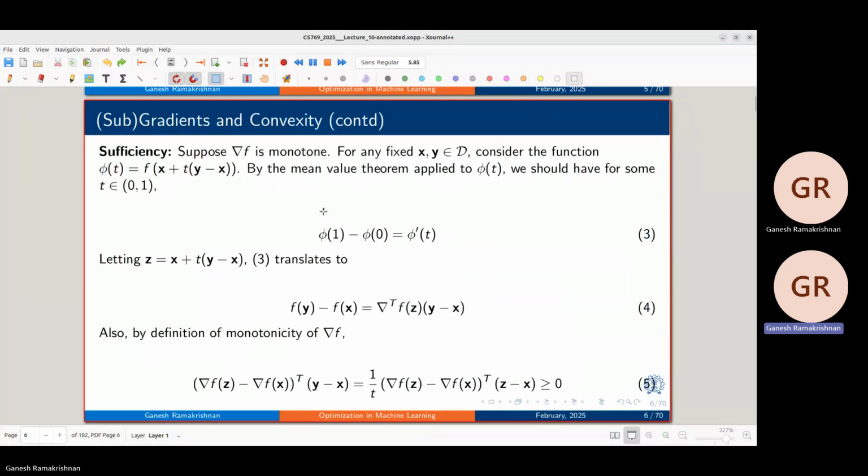Then we consider this interesting thing, which is let z be x plus t times y minus x. So you're basically taking a point in the line segment joining y and x. And then you know from mean value theorem that basically there should be a t for which phi1 minus phi0 should be phi dash t. Right? So this is the proof. I'm not going to go over this. That's how this condition was shown to be necessary.